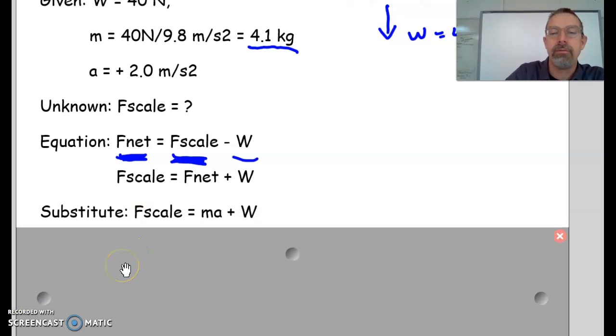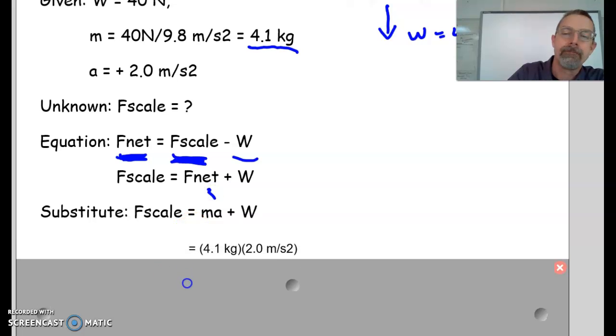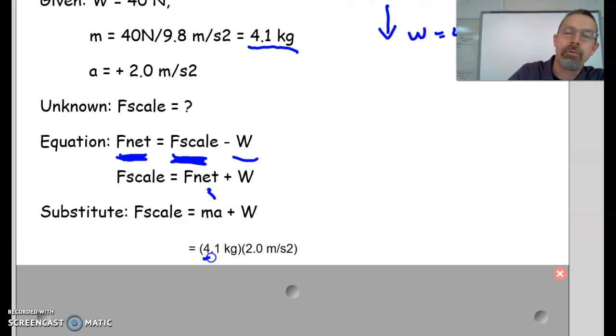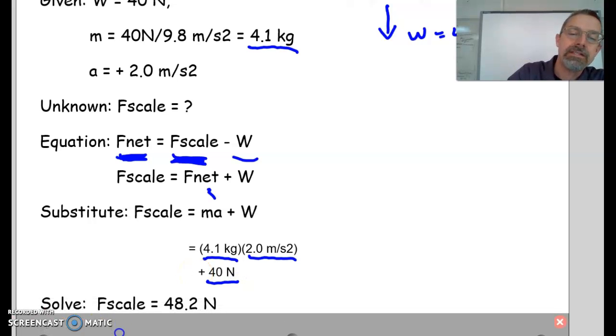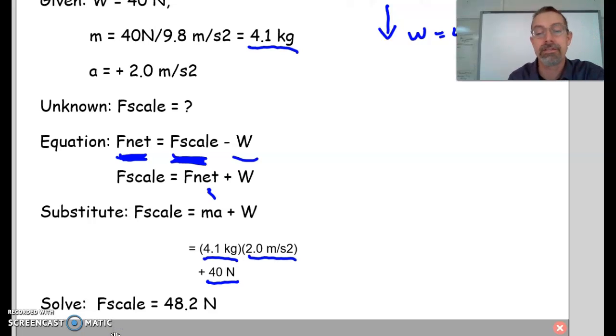I'm going to substitute in what I know. I know my net force is the equivalent of ma. So I've got a 4.1 kilogram fish times acceleration of 2 meters per second squared. I know the weight of the fish is 40 newtons. And so if that's the case, the force on the scale is 48.2 newtons. That's what the scale will read as it's accelerating upward.